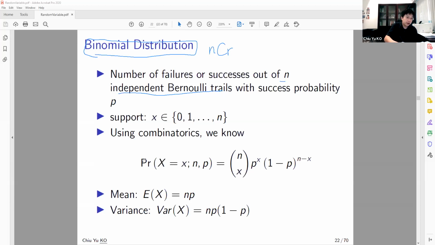So the probability function, p of x, is what? It will be, first, p raised to the power x, because we want x successes, and we want n minus x failures. That's (1 minus p) raised to the power n minus x.